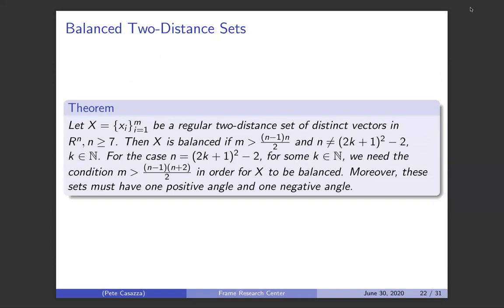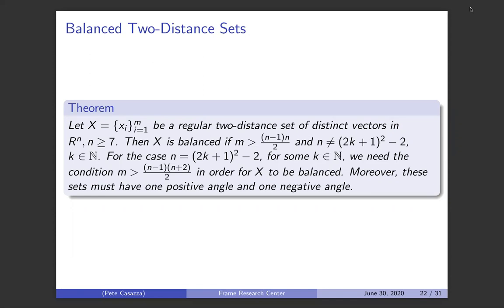Let X be a regular two-distance set of distinct vectors in R^n. X is balanced if m is bigger than (n-1)/2, and n is not one of these offshoot cases, an odd number squared minus 2. For the case n = (2k+1)^2 - 2 for some k, we actually need m bigger than (n-1)(n+2)/2 in order for X to be balanced. Moreover, these sets must have one positive angle and one negative angle.